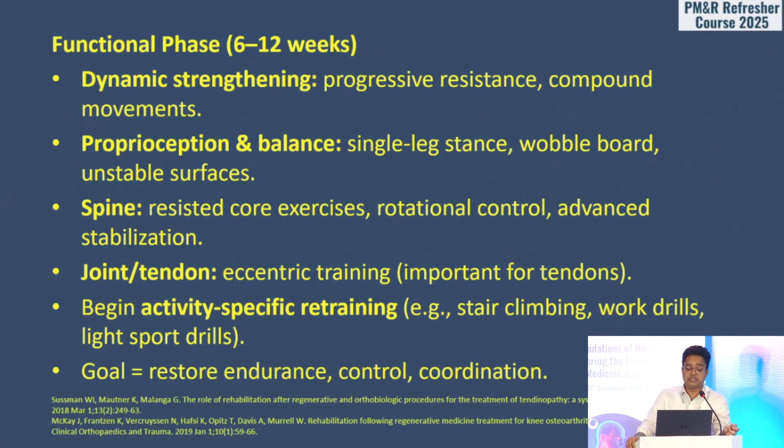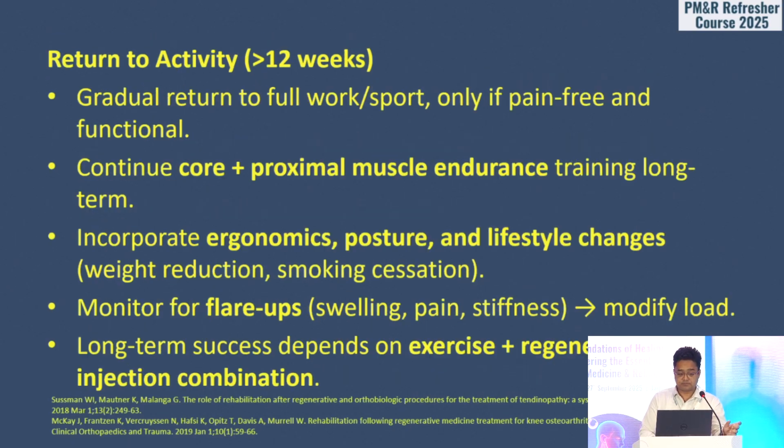Functional phase, in the next 6 to 12 weeks: dynamic strengthening with progressive resistance, compound movements, proprioception and balance, single-leg stance, wobble board and unstable surface. For the spine, resisted core exercises started, rotational control and advanced stabilization. For joints and tendons, eccentric training is important for the tendons, and begin activity-specific retraining like stair climbing, work drills, light sport drills. Our goals at this stage are to restore endurance, control and coordination.